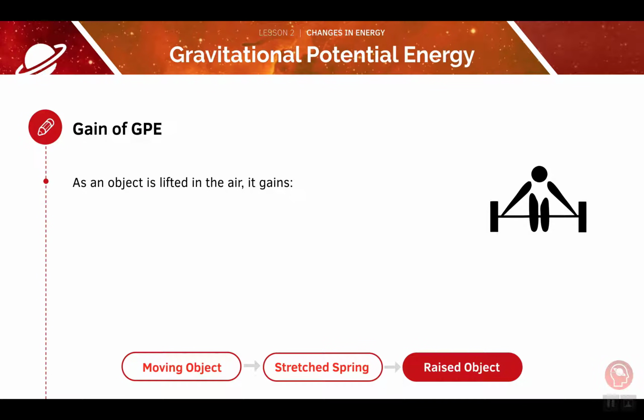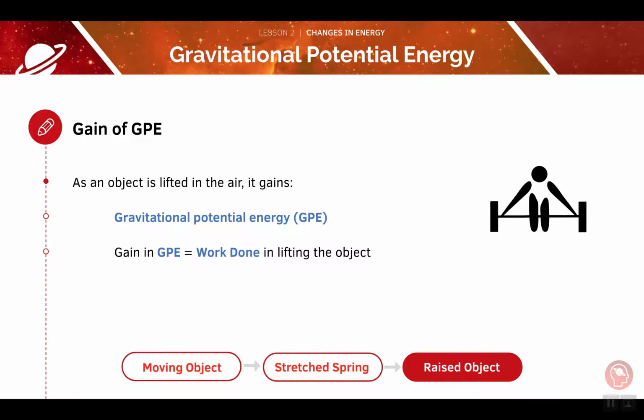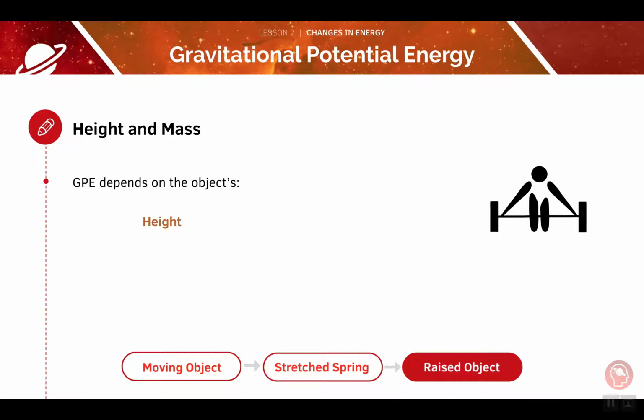The energy used in doing work has been transferred from kinetic or chemical energy into gravitational potential energy. This means that the GPE gained in doing this is equivalent to the work done in lifting the object. Similar to kinetic energy, GPE is determined by several things. It can be determined by the object's height and also by the object's mass.